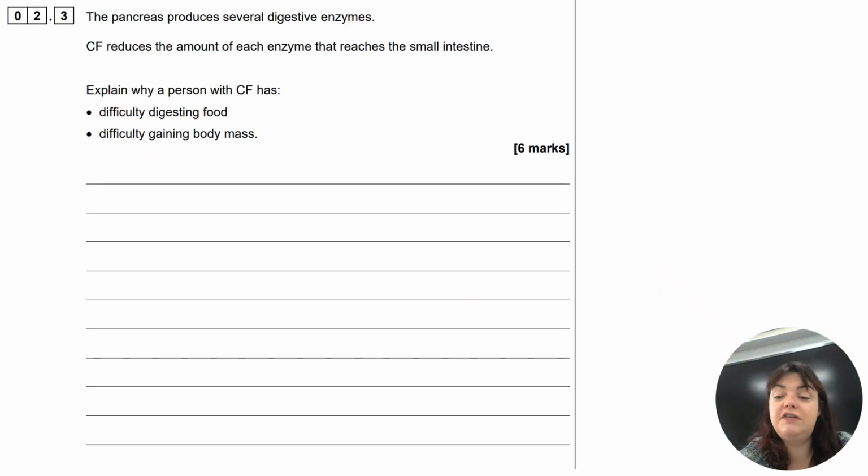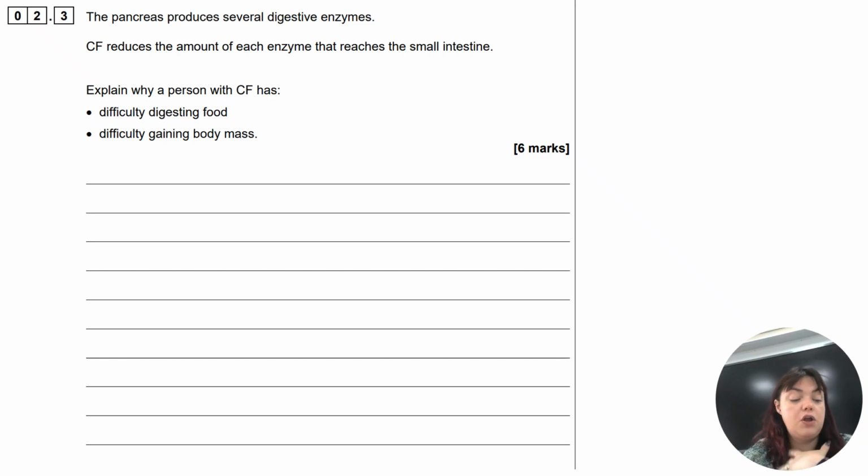The pancreas produces several digestive enzymes. CF reduces the amount of each enzyme that reaches the small intestine. Explain why a person with CF has difficulty digesting food and difficulty gaining body mass. Okay, now this is a leveled question.